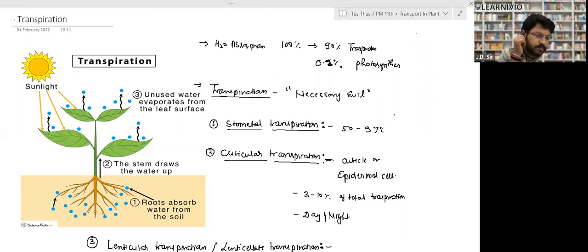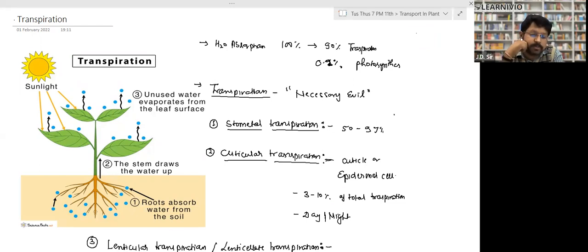Look, water transpiration. Why is it called transpiration? Water molecules move out from the stomata, the small pores. So water movement takes place from them, and this unused water evaporates from the leaf surface. That is called transpiration. And why does transpiration take place?